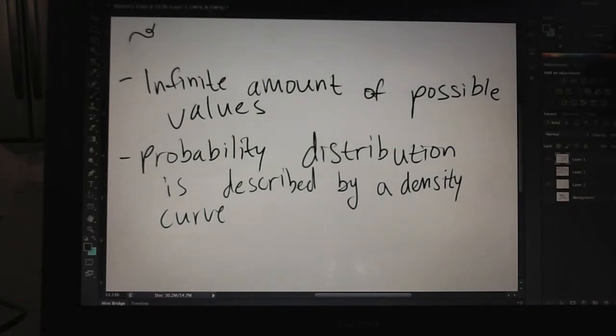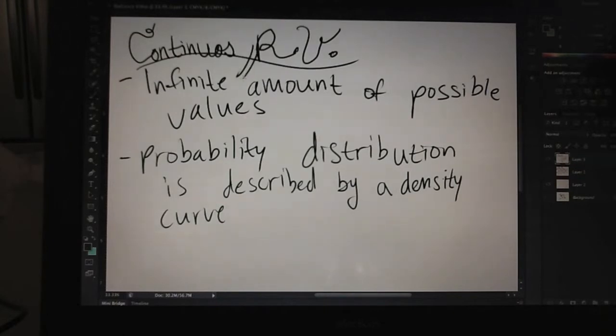Alright, a continuous random variable. This variable will have an infinite amount of values in an interval of numbers. It also will have a probability distribution that can be described by a density curve. As you will see here, this density curve will have an area underneath the curve equal to 1. And this is convenient for figuring out probabilities within this distribution.